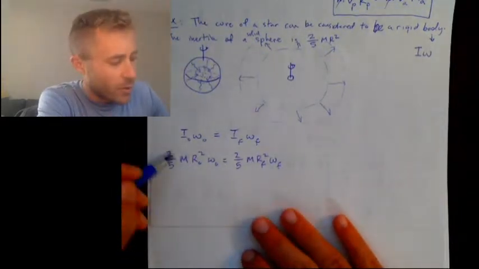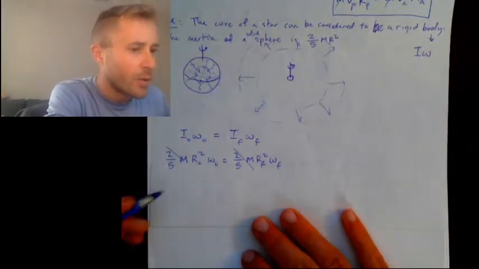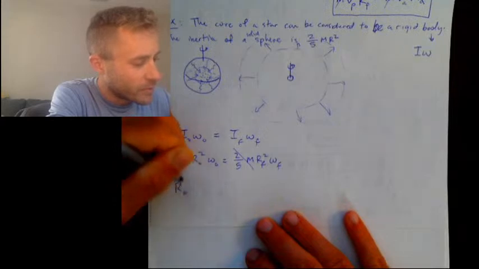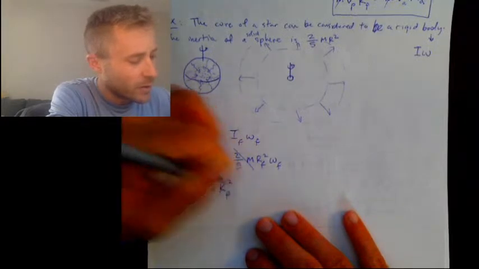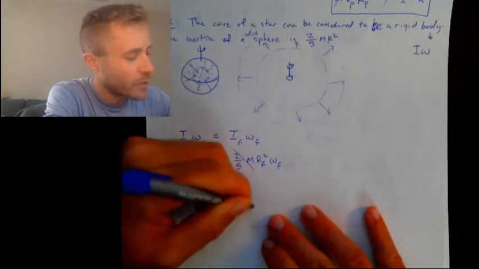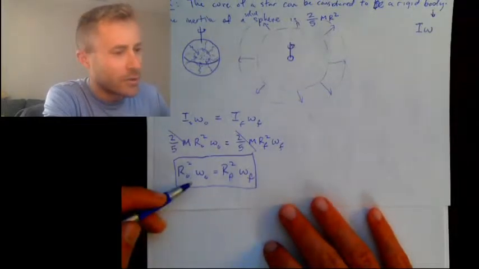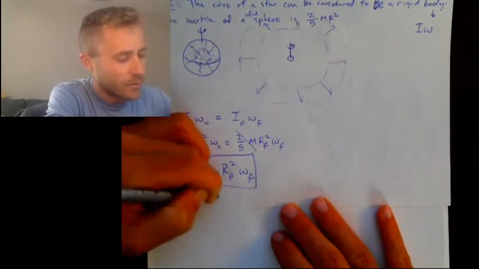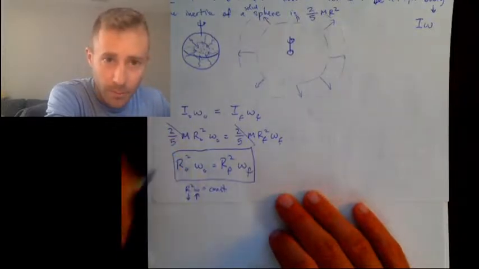The mass of the core hasn't changed, so the 2/5 m cancels out, and we end up with r initial squared times omega initial equals r final squared times omega final. This is an expression of conservation of angular momentum for the core of a star. If we think of this as r squared omega equals a constant, it says that as the core shrinks, its spin rate goes up.